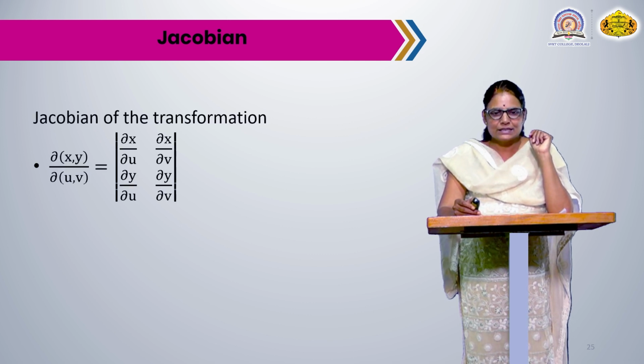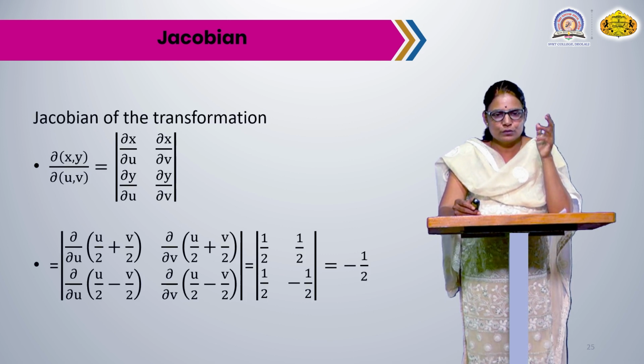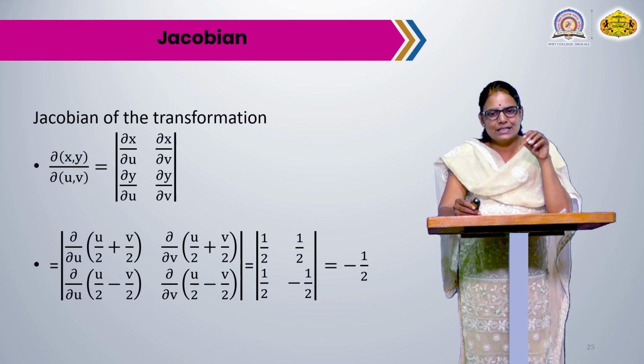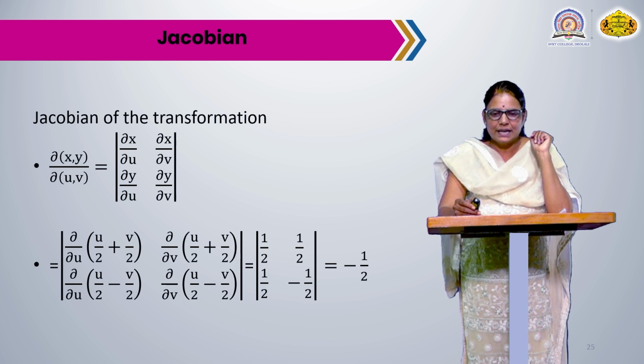For that, first write the definition. So we know the definition. Now put the values of x and y. Now just differentiate this with respect to u and v respectively. So we get this determinant, where the first row is half, half, and the second row is half, minus half. Solving this we get minus 1 by 4 and minus 1 by 4. Just solve this determinant, and we will get minus half.